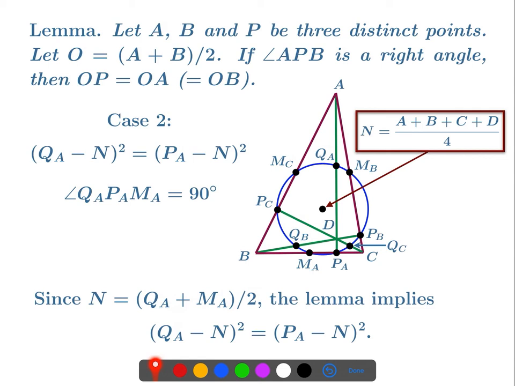So again, since N is the midpoint of MA QA from the previous case, we get from the lemma that these two distances are the same. And again, that's also because this is a 90 degree angle.